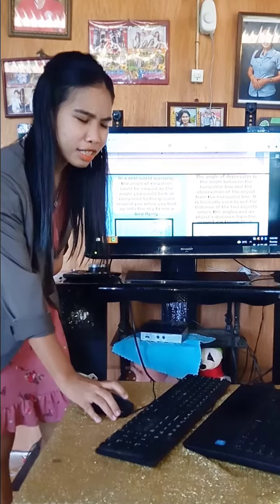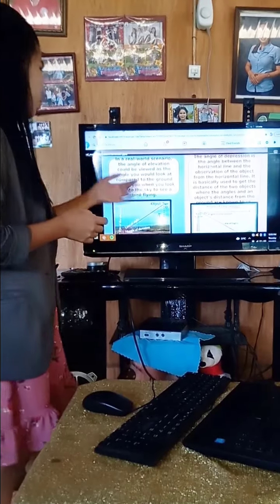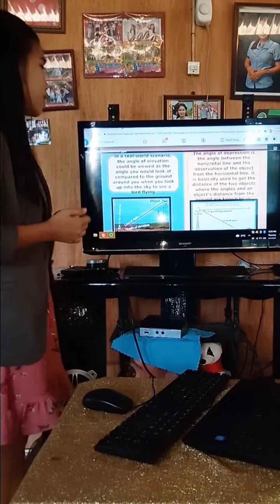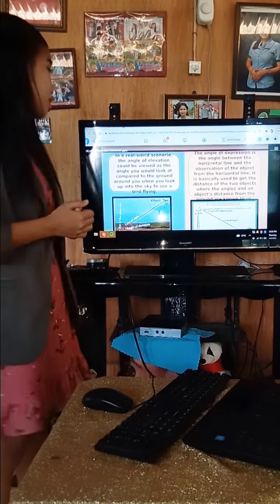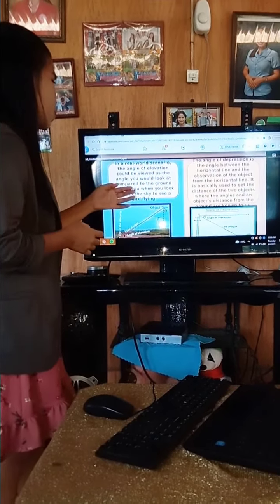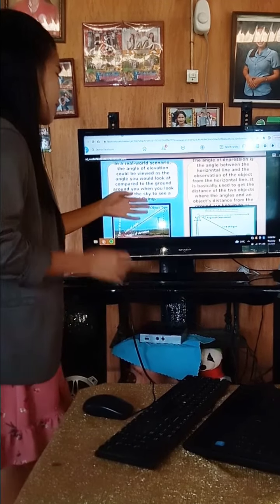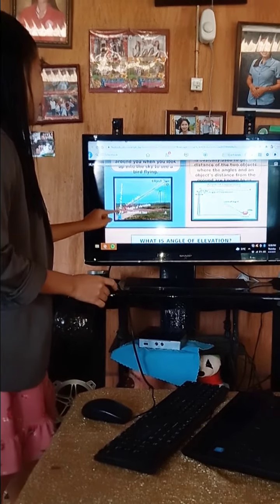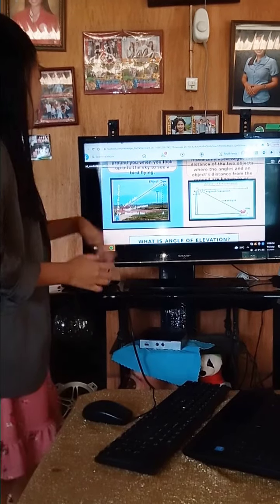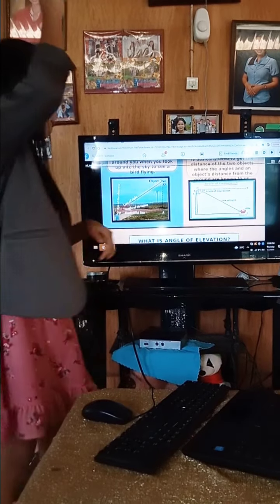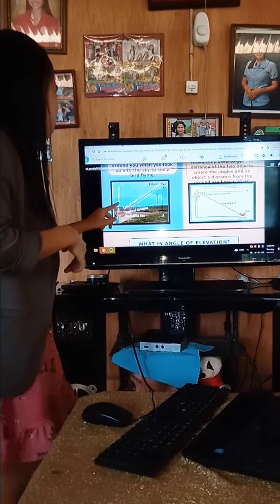First, let us find out what the angle of elevation is. As you can see here, in a real-world scenario, the angle of elevation could be viewed as the angle you would look at compared to the ground around you when you look up into the sky to see a bird flying. As you can see in the figure here, there is a person standing. When he looks up, it is the eye of the observer.